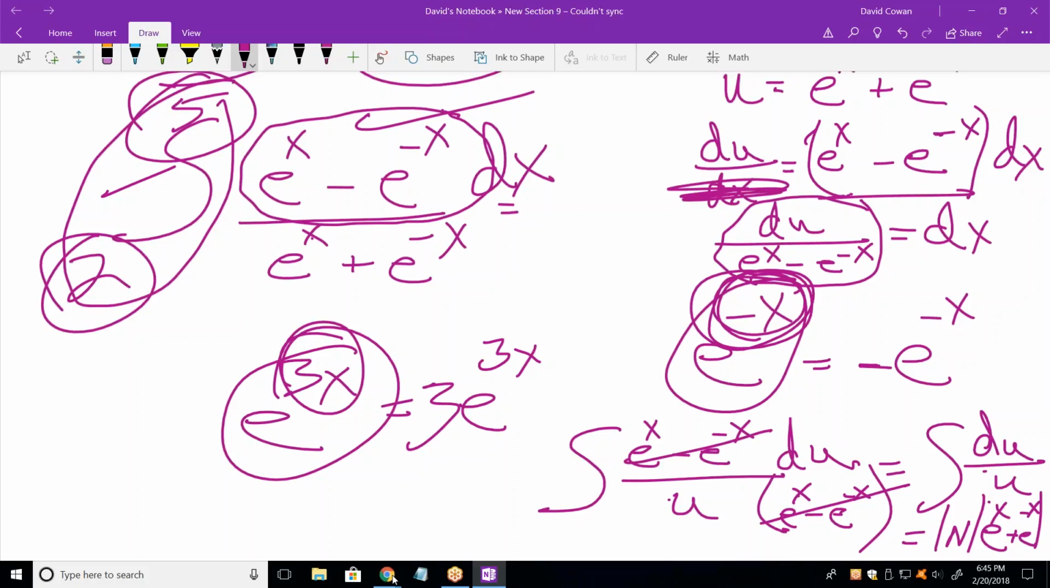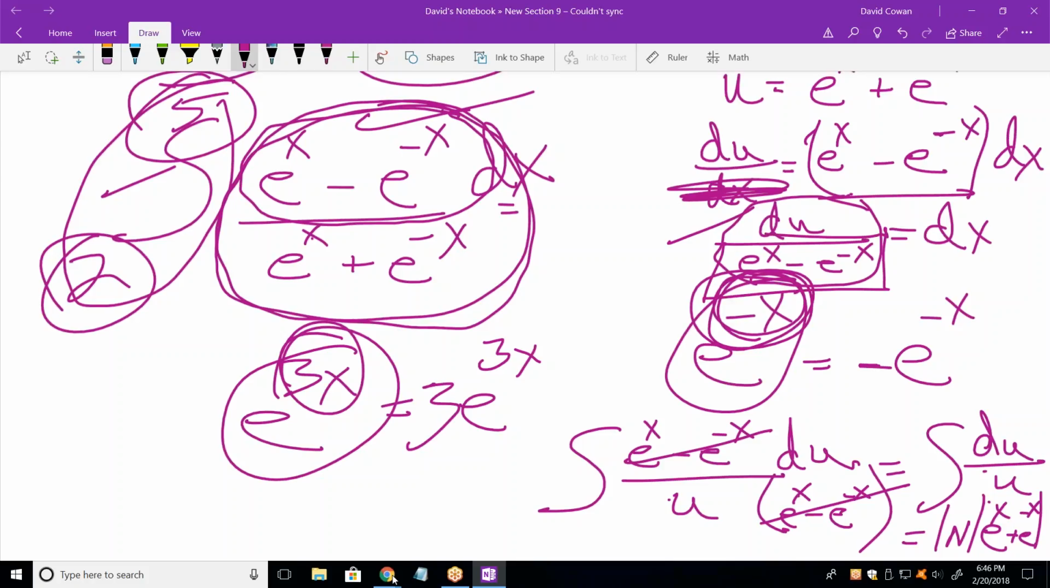Just remember, what you're looking for here is the derivative of one of these to end up in the denominator. And that's exactly what happened. What I made u, the derivative of that, ended up right here in the denominator, which takes out that numerator. Okay, what else you got?